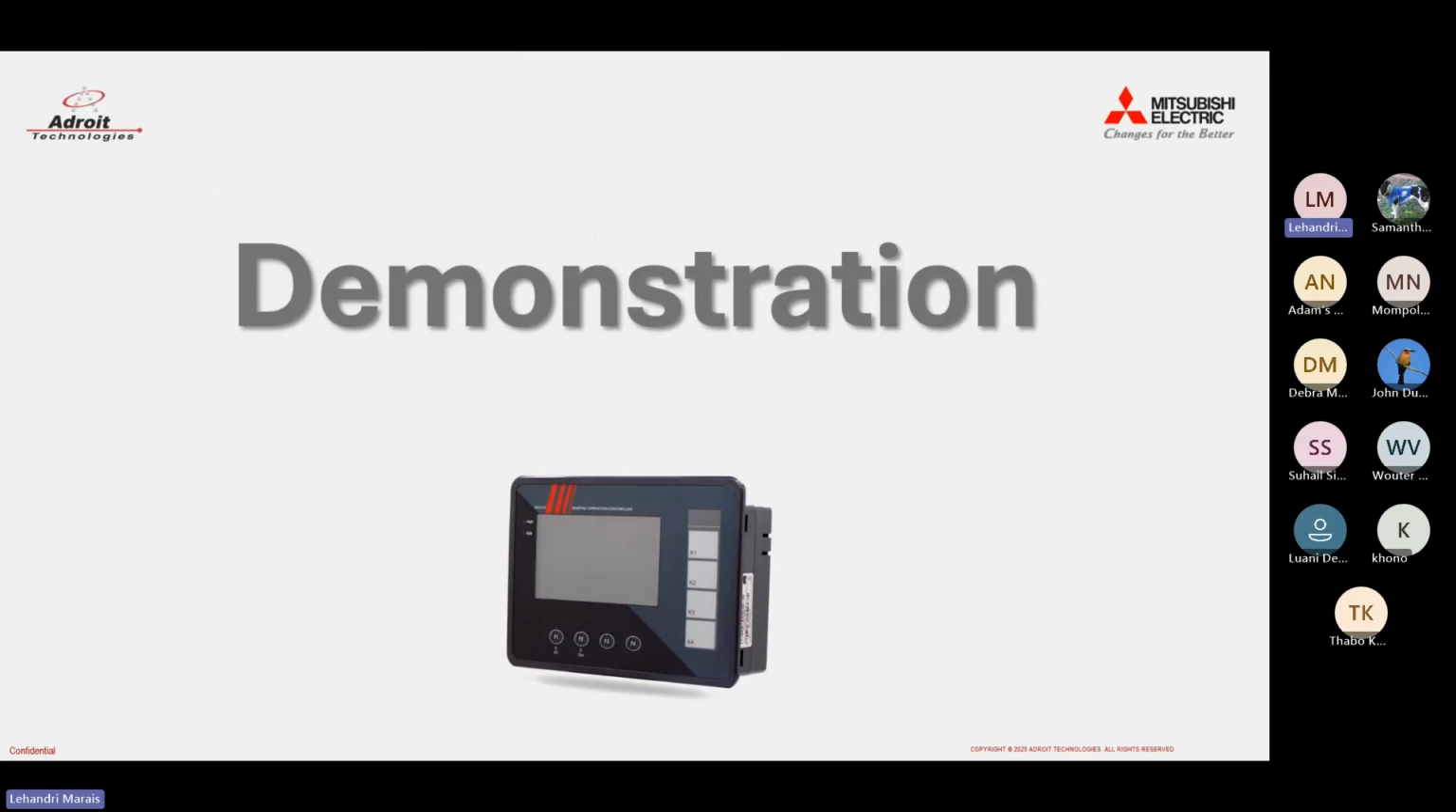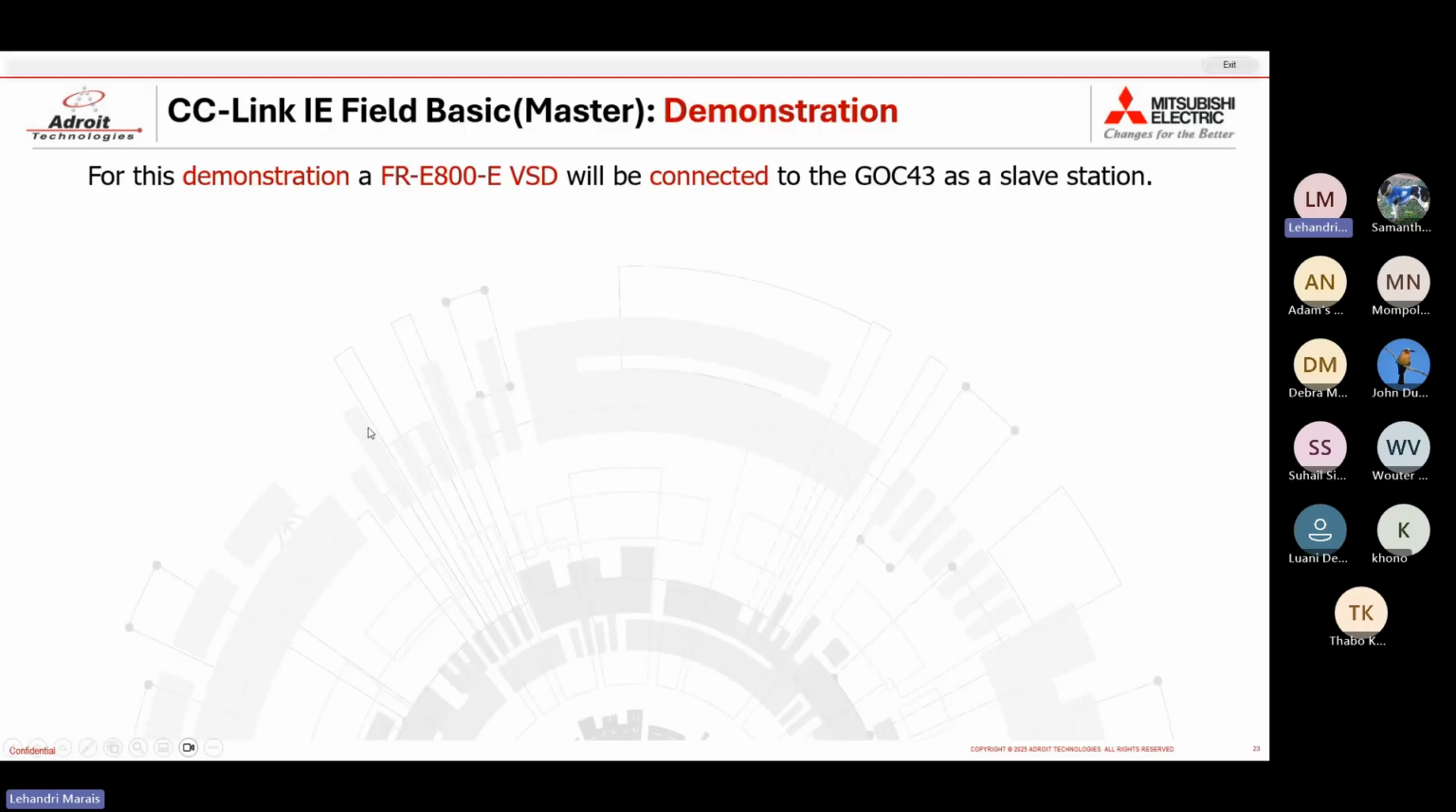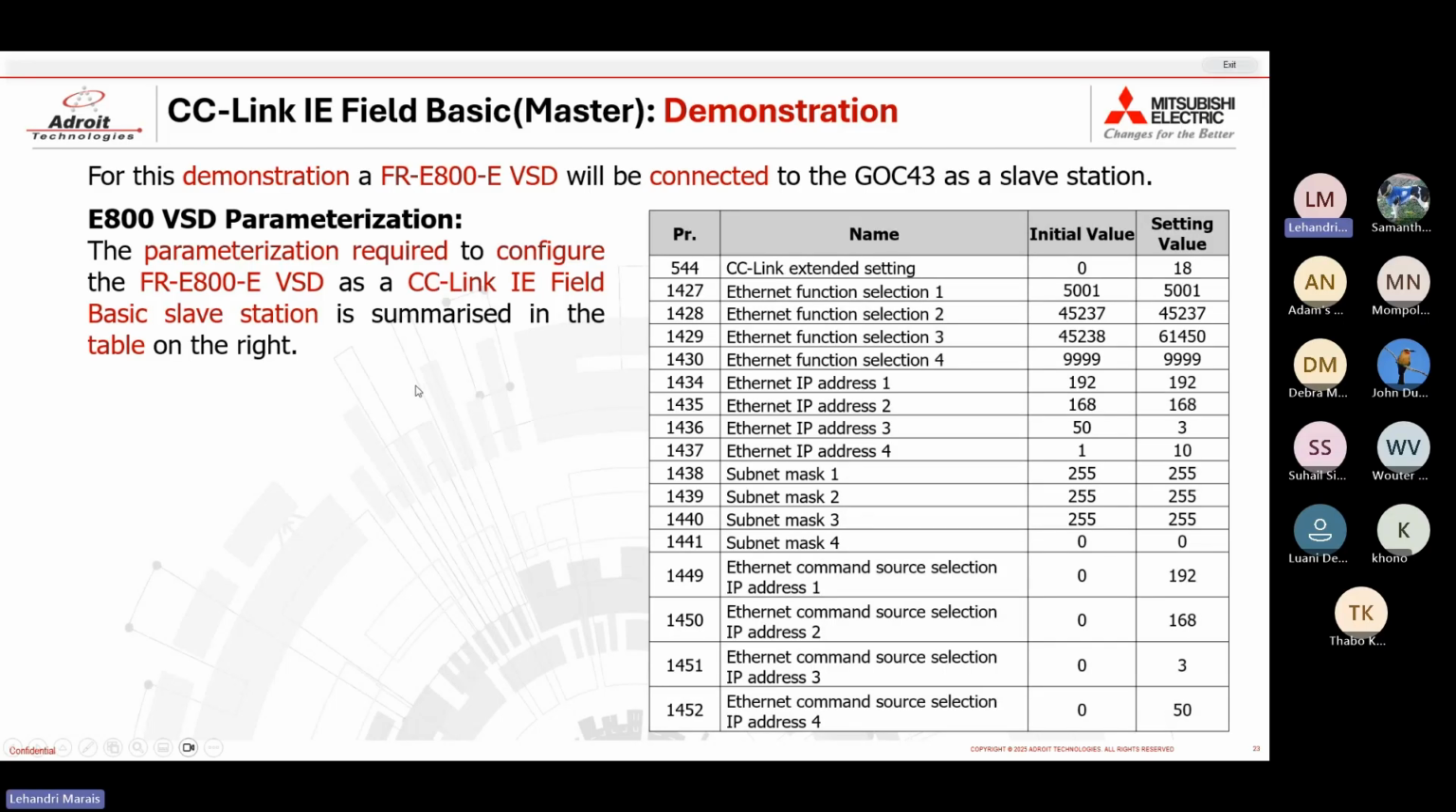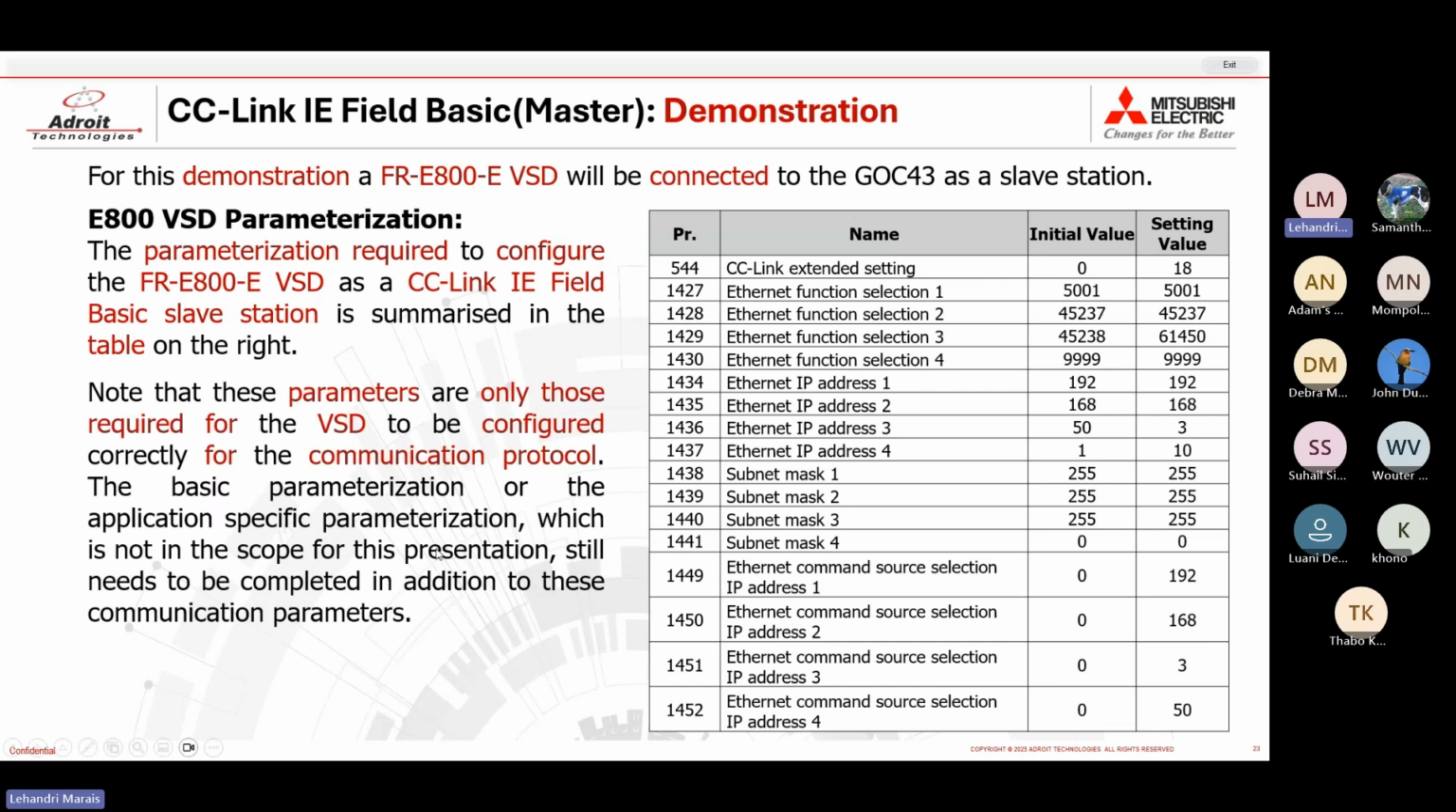Now, apart from setting up the GOC as the master, you'll also be required to set up your slave station, which for this case is the E800 VSD. Now, the parameters you see in this table is what is required for a CC-Link iField basic slave station configuration on the E800 VSD. But note, this is only the parameters required for the communication part of it.